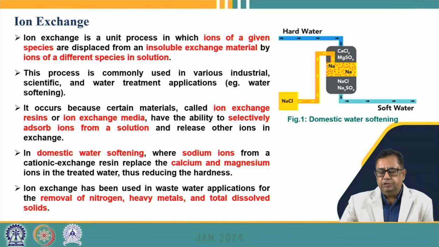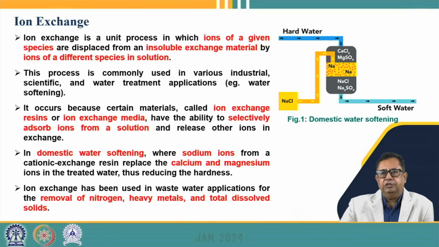So the ion exchange process is a unit process in which the ions of a given species are displaced from an insoluble exchange material by ions of different species in the solution. So here the material which we have, that is the ion exchange material, or we also call it resin, contains certain ions, and there are certain ions which are present in the water or wastewater which we want to remove.